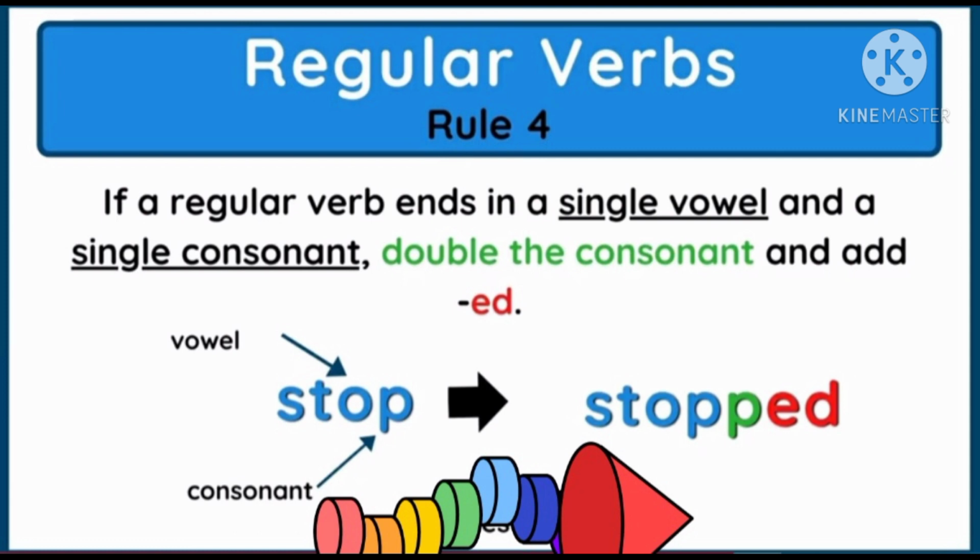Rule 4. If a regular verb ends in a single vowel and a single consonant, what do you have to do? You have to simply double the consonant and add ED. When I take the base form of the verb, the word is stop, S-T-O-P. As you can see, the single vowel is O and the single consonant is P at the end. What is the rule? At the end, we have to double the consonant and it will become STOPPED, stopped. You have to simply double the consonant and add ED to it.